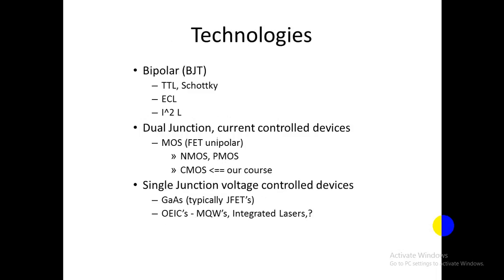Now let us see the technology that we use. It is bipolar BJT with TTL, Schottky, ECL, and I squared L. We have dual junction current controlled devices, and MOSFET, which may be NMOS, PMOS, or CMOS, a single junction voltage controlled device.